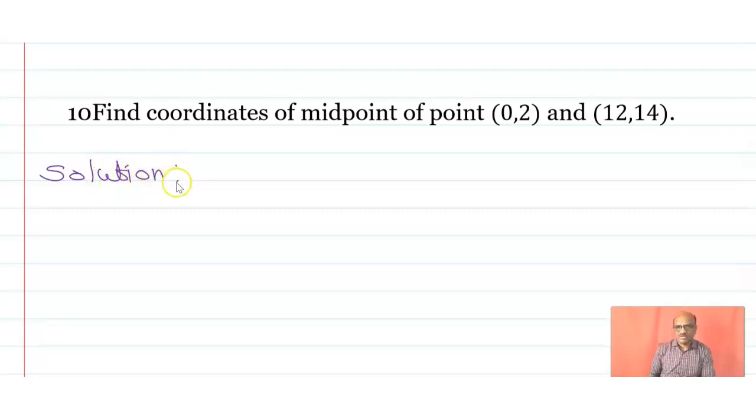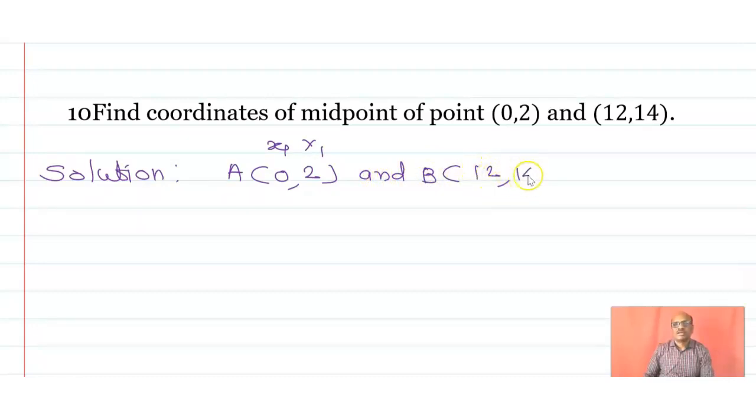Coordinate geometry हे chapter सोपं आहे अभ्यासासाठी. Suppose if we treat this as A (0, 2) as x1 y1 and B (12, 14) as x2 y2. Therefore, by the midpoint formula.